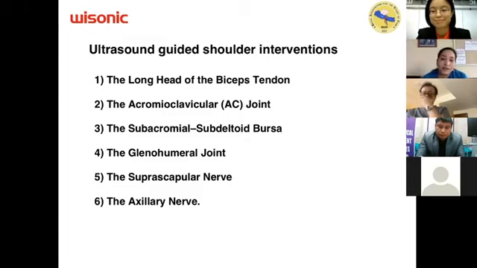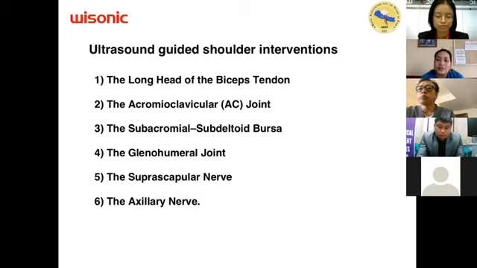So we've looked at the normal sonoanatomy, and now we've seen how pathology of the shoulder joints looks in the ultrasound. So now we discuss the ultrasound-guided shoulder interventions. Before talking about shoulder interventions, what I would like to say is that before planning any ultrasound scanning or intervention, it's very, very important that we take proper clinical history from our patients and do proper clinical examination.